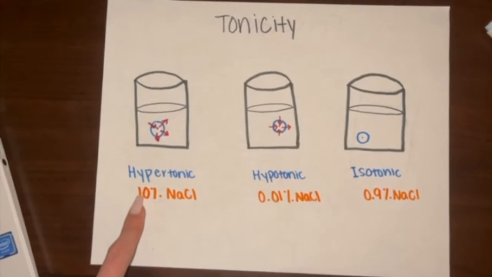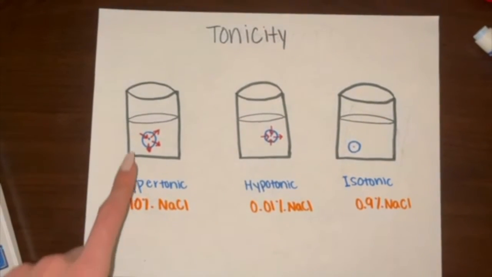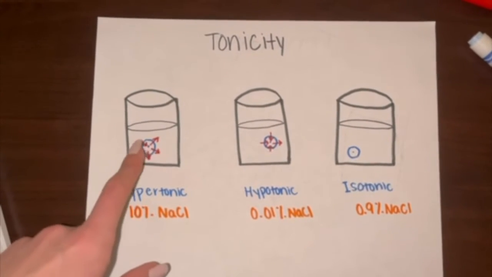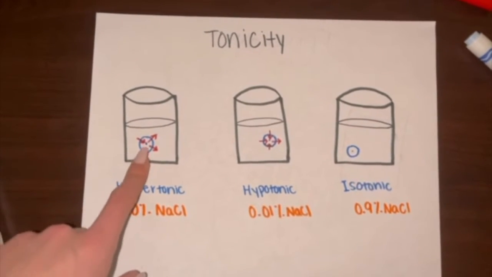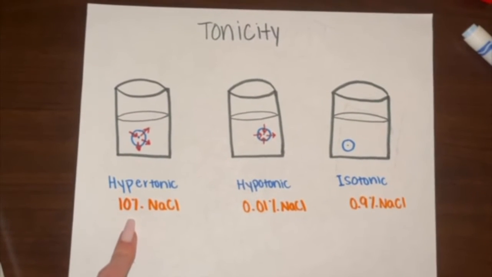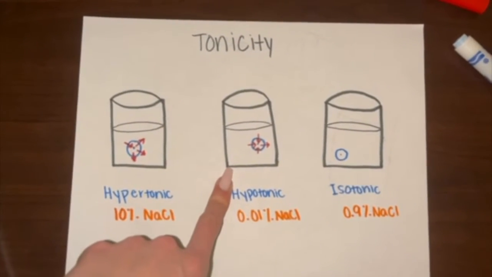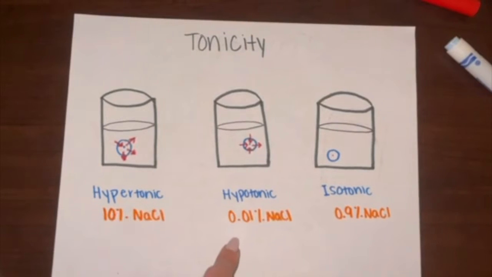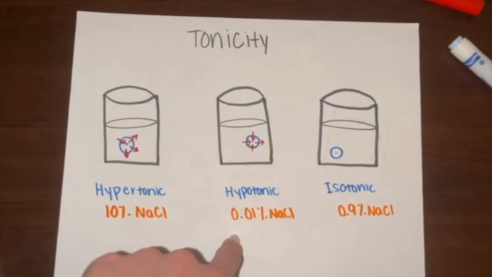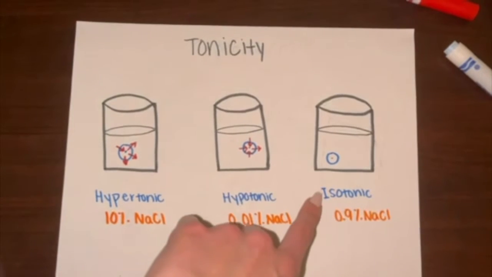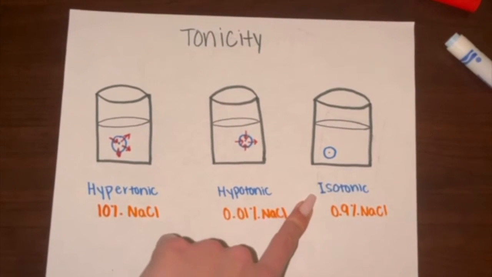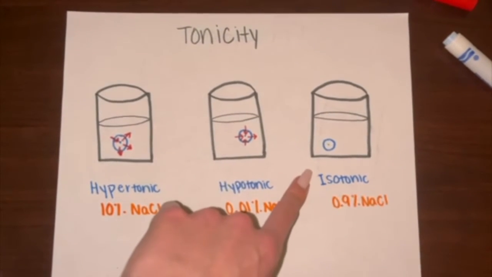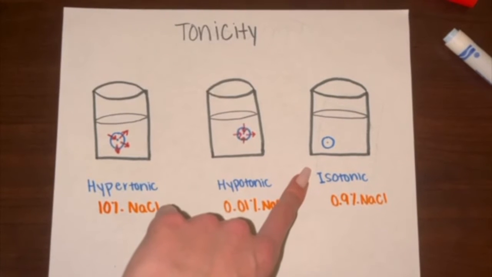Here we have a hypertonic solution, and it is saltier on the outside than it is on the inside, which will cause it to go into crenation, or in other words, it'll cause it to shrink, and this is 10% sodium chloride. Here we have a hypotonic solution, and in this case the cell will swell up, and this is 0.01 sodium chloride. And here we have the isotonic solution, which is 0.9 sodium chloride, and nothing is happening because the water is moving in and out equally.